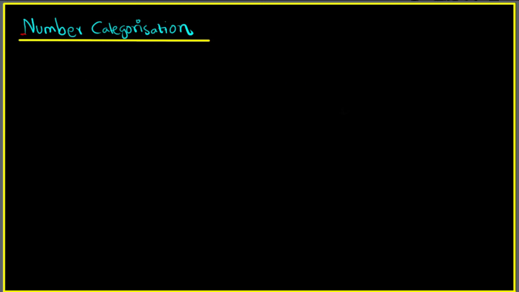So first of all, we're going to talk about numbers that we use in our everyday life, which are called whole numbers, right? So first category is of whole numbers. These are commonly used in our everyday life. So this is the first category.